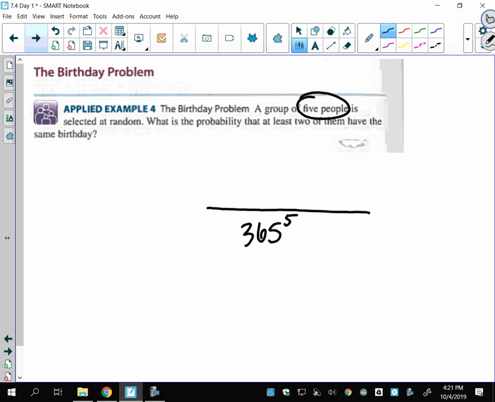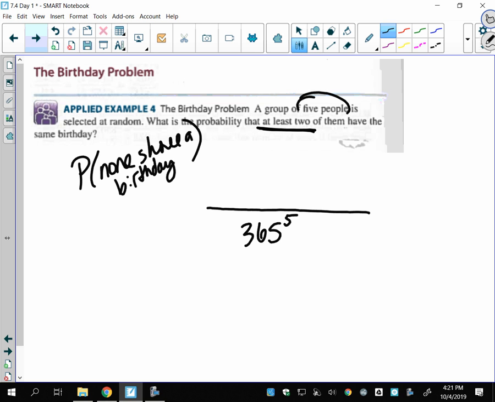And then the top number, we want to find the probability that at least 2 of them have the same birthday. So again, think about this: at least 2 means it could be 2 or 3 or 4 or 5. But what would be the opposite of at least 2 of them having the same birthday? What if we figure out how many ways that none of them share a birthday? And if we did that, just like on the last problem, could I take 1 minus the way that they don't share a birthday, and then that would give me how many ways they could share a birthday?